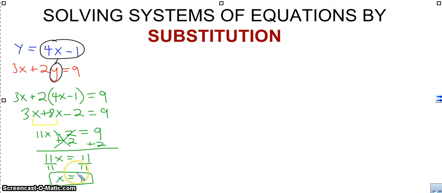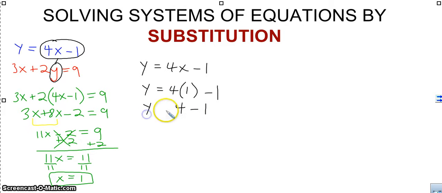So we have our value of x, but we still have to find our value of y to have a solution. No big deal. We know we have the value of x. Let's use this first top equation here, y equals 4x minus 1. We're just going to substitute the value of x in for this equation. So where we see x, we're going to plug 1 in. So y equals 4 times 1 minus 1. Well, 4 times 1 is 4, minus 1. So y equals 3. All right, we've got our values of x and y.